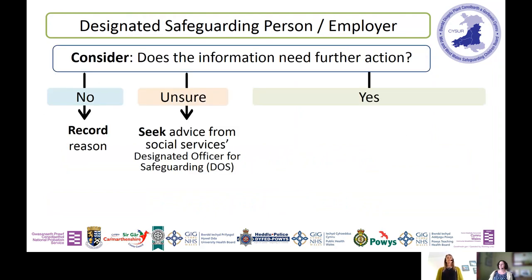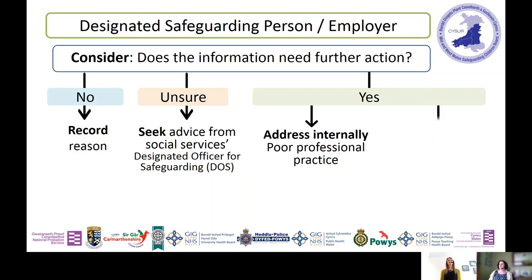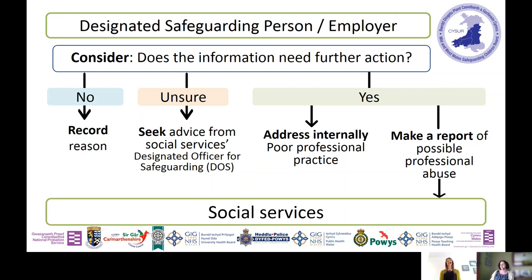So what that person, or the employer, will then consider is, does the information need further action? There are possible outcomes from there. No, and that should be documented and a reason recorded. If you're unsure, then they might seek advice from the social services designated officer for safeguarding. And yes, then it might be addressed through internal practice, or it could be to make a report of professional abuse or possible professional abuse, and that would come through to social services.